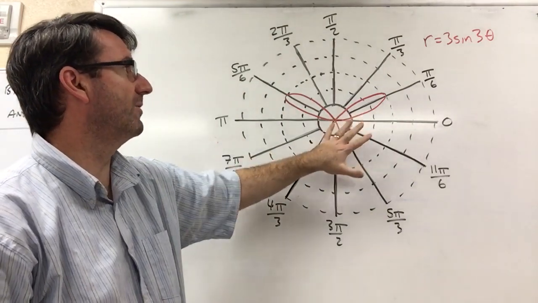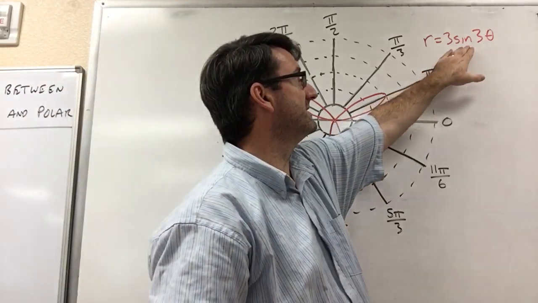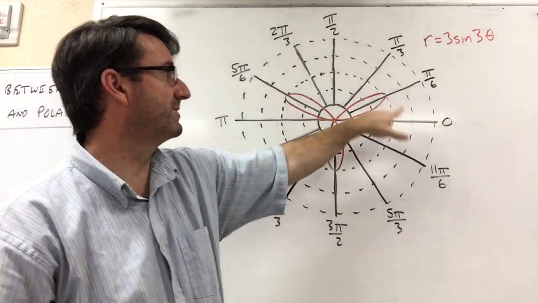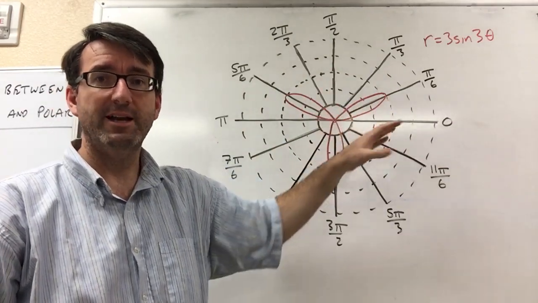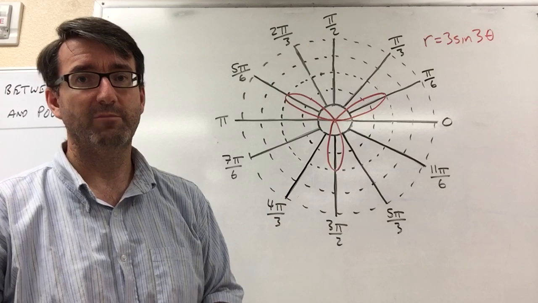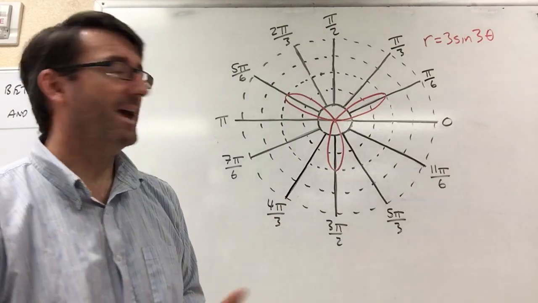The main thing to note here, though, is that if this is cosine, you're always going to have a petal centered at 0. If it's sine, you're never going to have a petal centered at 0. And I think that's it.